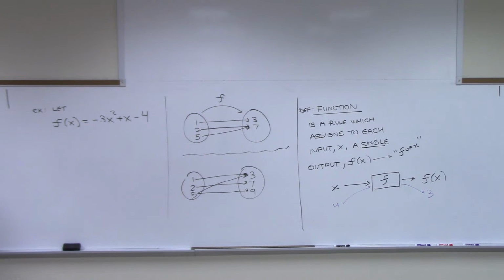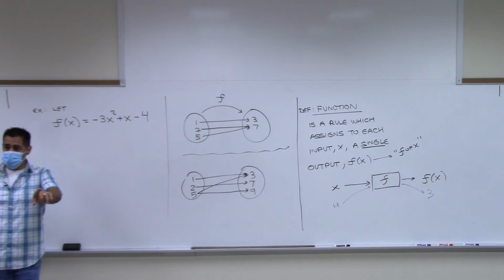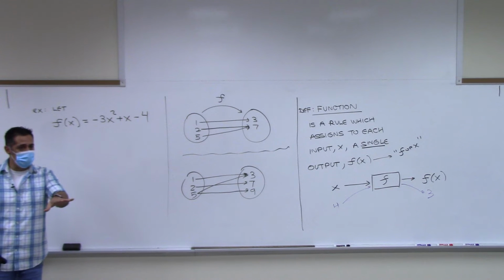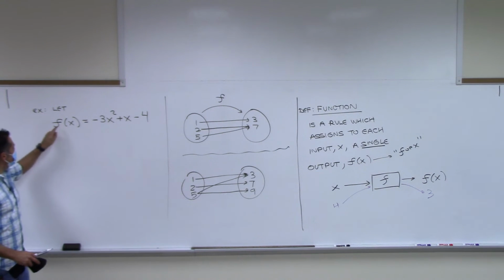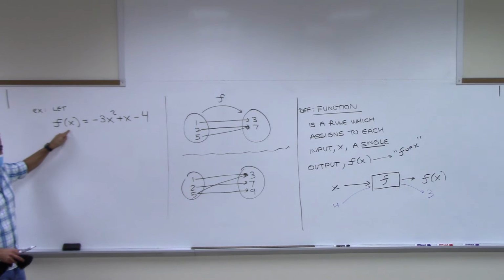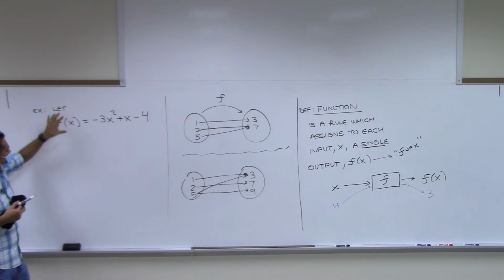So I've defined a function. The reason you know it's a function, and that every input goes to exactly one output, is because I put f of x. If I do that, I'm telling you, you don't need to worry about it. I already know it's a function, right? So I'm defining this to be this.